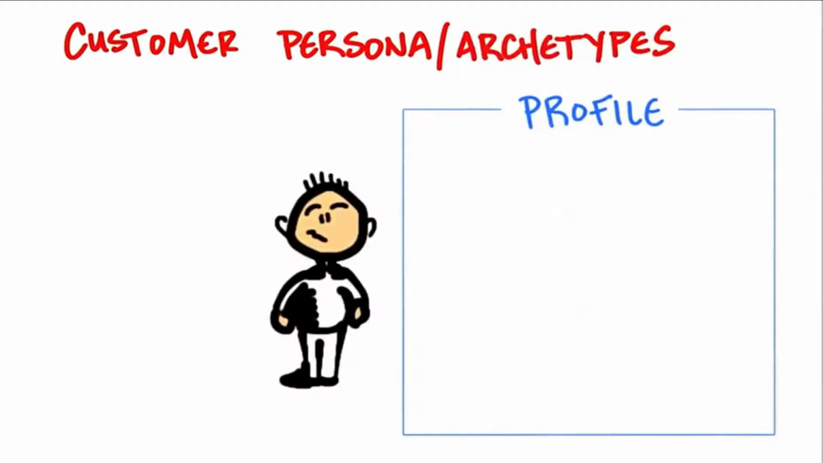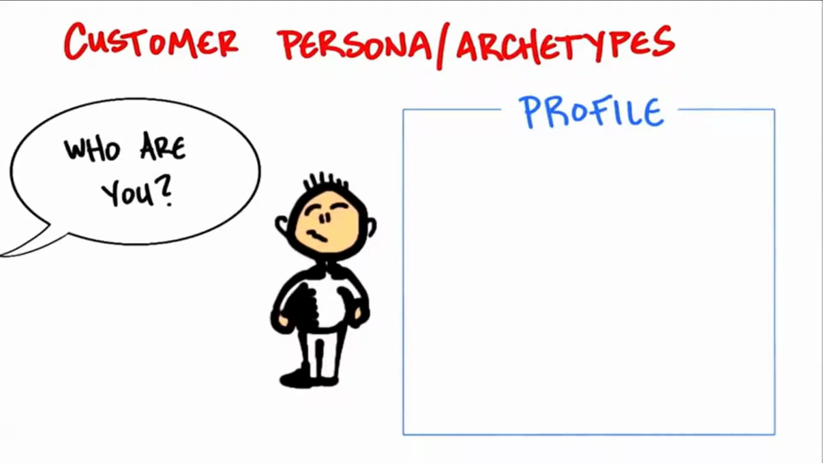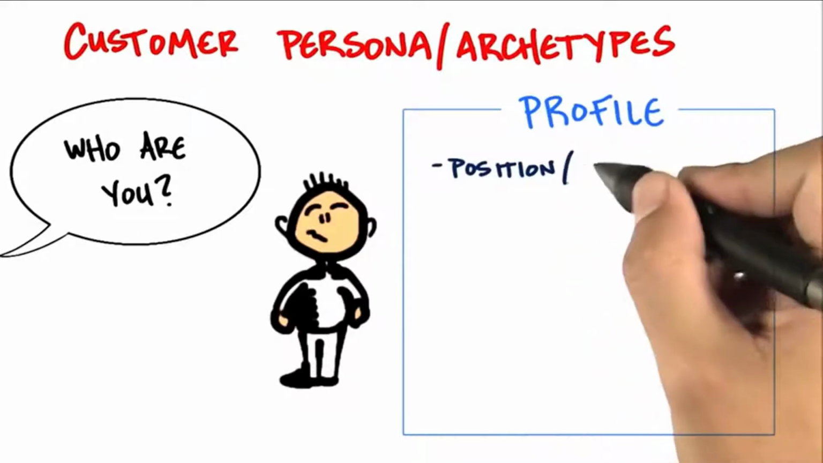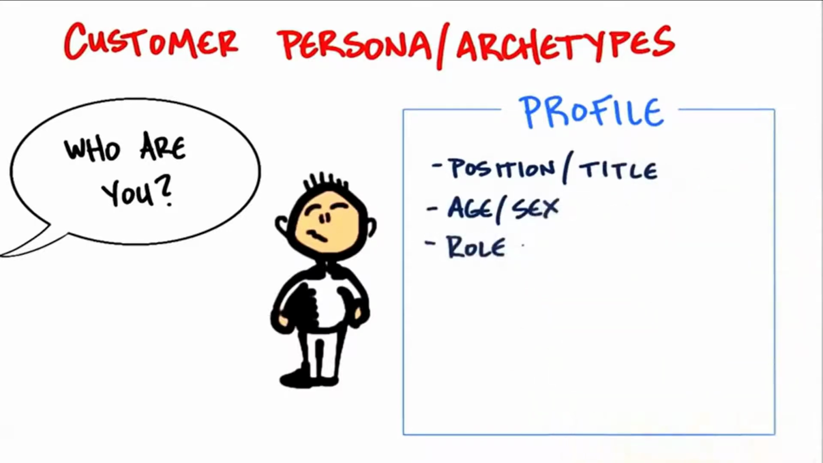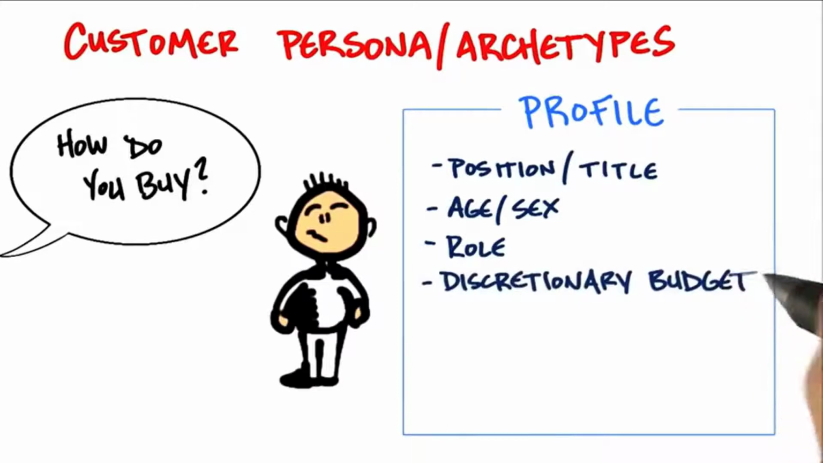So at the end of the day, not only do you know about the pains and gains of these customers, but you specifically know who they are. If they're in a company, their position and title, their age, their sex, their role, and consumers could be parent, it could be child. For a consumer, it could be housemate, etc. How do they buy? Where do they buy? How much money do they have, discretionary to spend? And again, it's true in companies, and it's true for consumers.